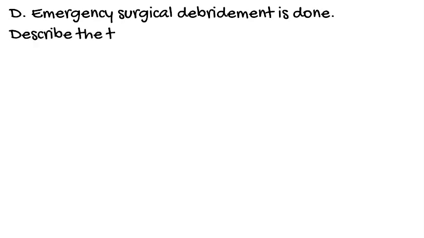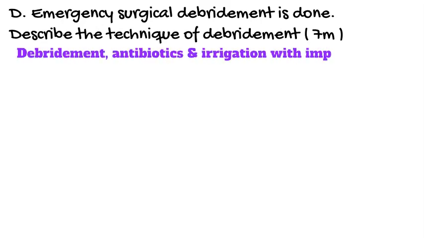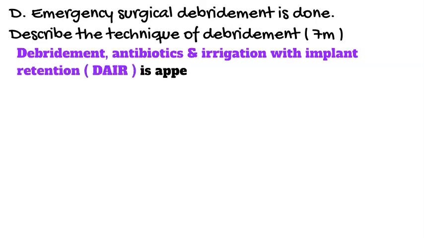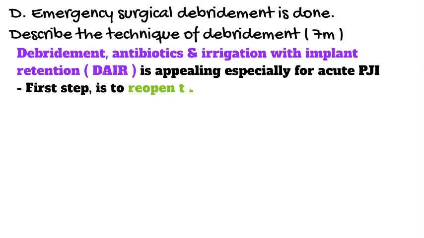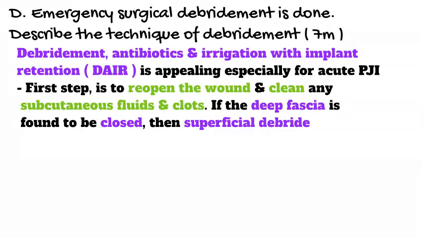D. Emergency surgical debridement is done. Describe the technique of debridement. 7 marks. Debridement, antibiotics and irrigation with implant retention (DAIR) is appealing especially for acute prosthetic joint infection. The first step is to reopen the wound and clean any subcutaneous fluids and clots.